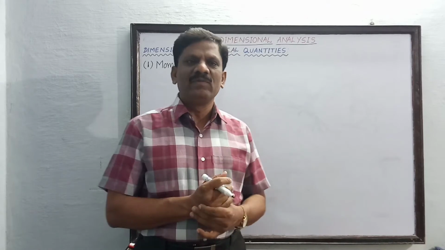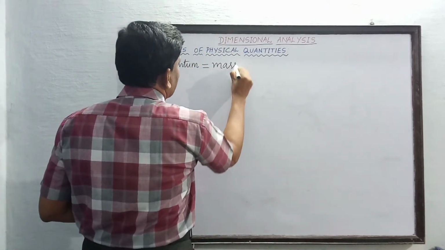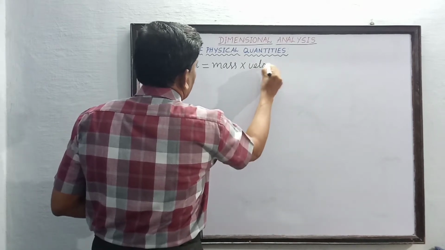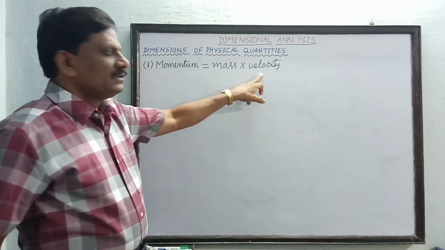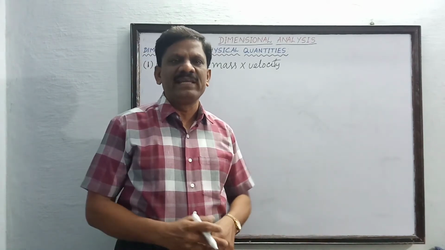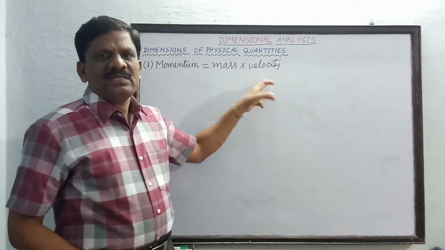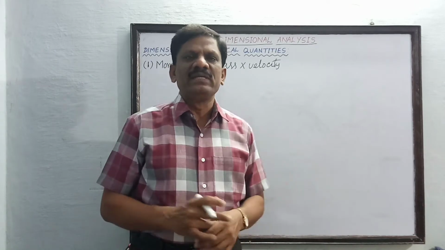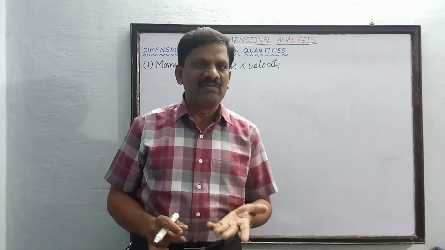But mathematically what is momentum? It is the product of mass and velocity. Just now we have derived in the first video, velocity is having a dimensional formula of LT power minus 1. So that is a speed in a specific direction only is called as velocity. So both speed and velocity are having the same dimensional formula.